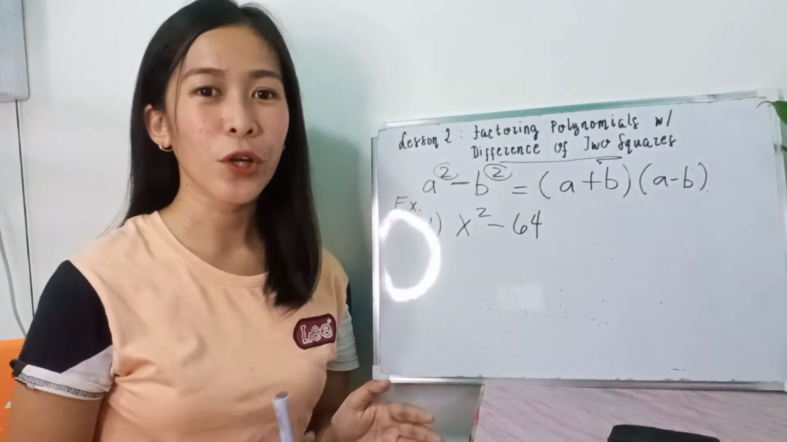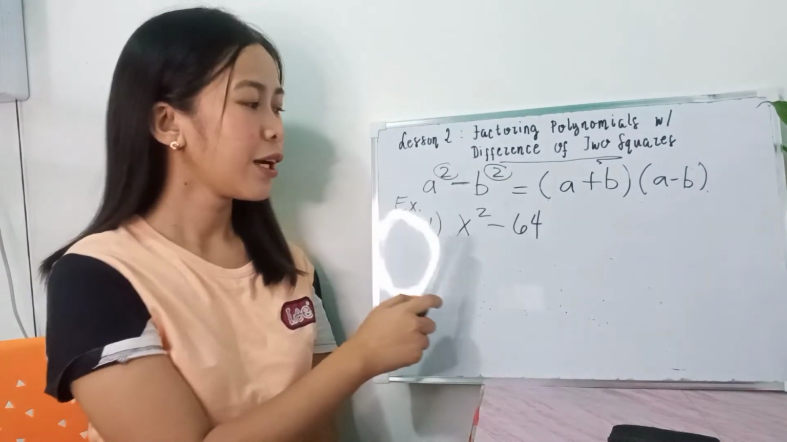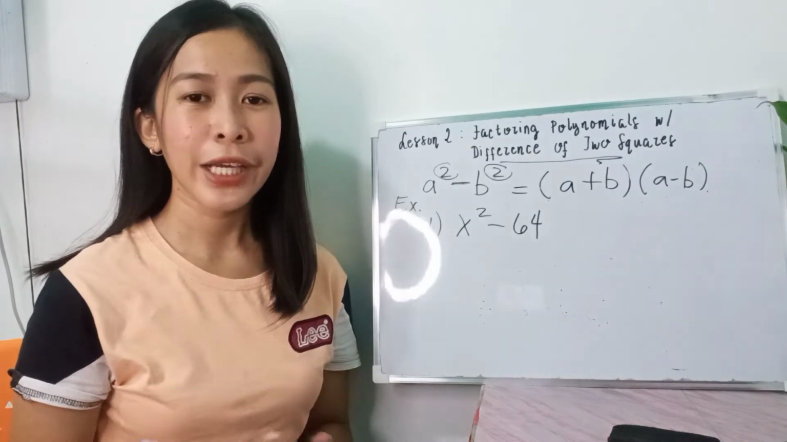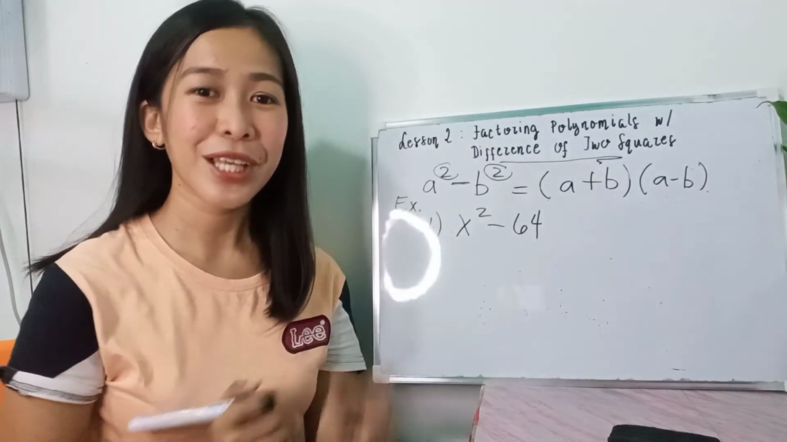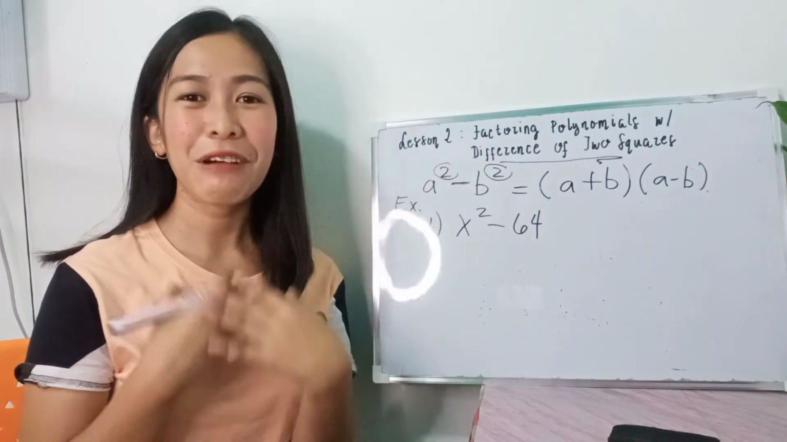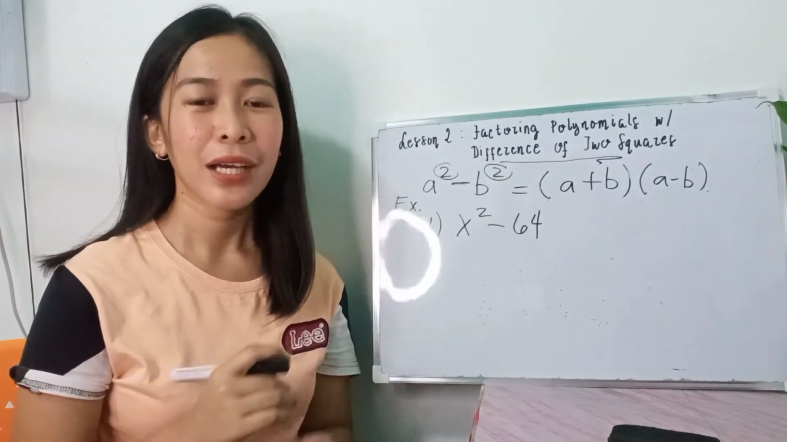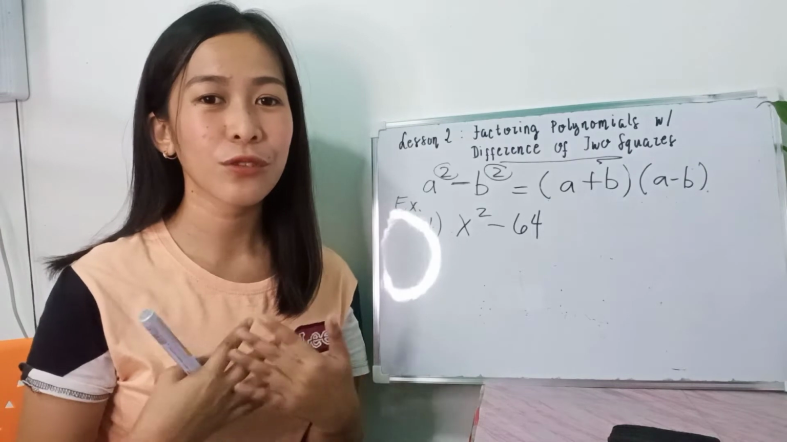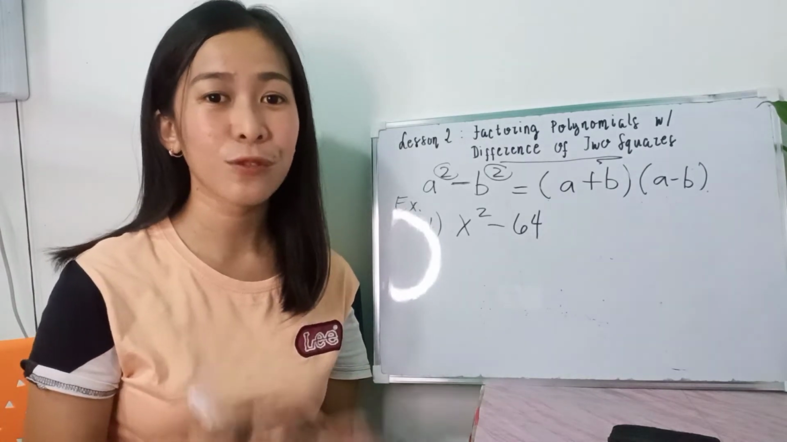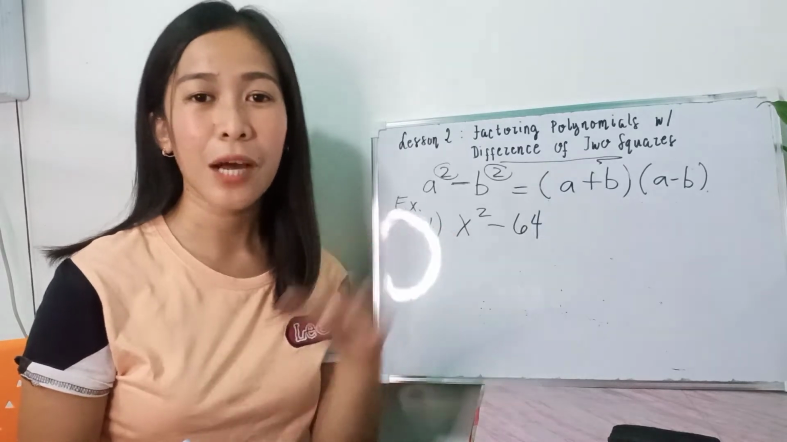For example, number 1, we have here x squared minus 64. So, meron tayong dalawang steps. Dalawa lang to. So, for sure, madali mo lang tong maiintindihan. And I want you to listen carefully para naman mag-sink in talaga yung tinuturo ko sa iyo. Especially kung ikaw ay isang grade 8 student or grade 7 student incoming grade 8.